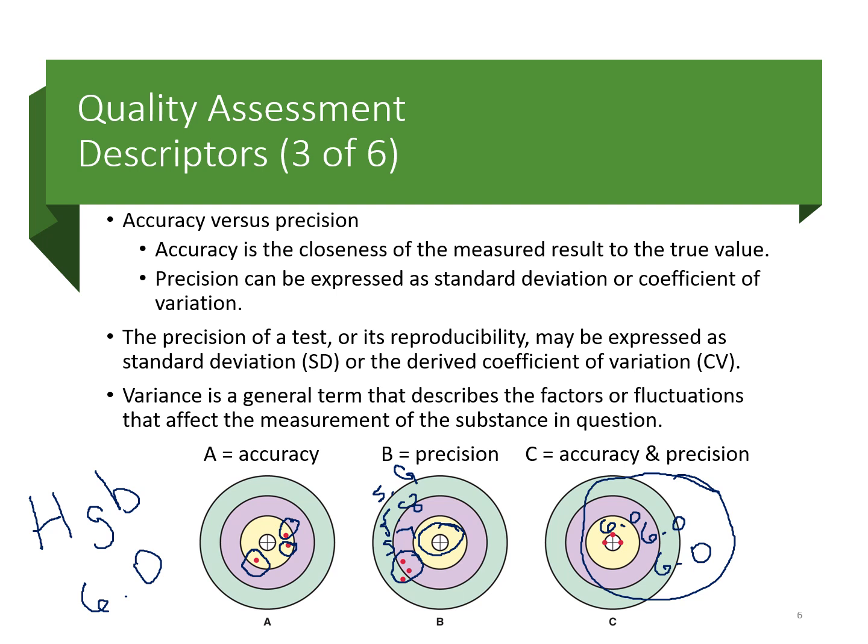When we look at precision, this is going to help us determine our standard deviation and coefficient of variation. We're going to go into more detail as we look at the whole QC and quality assessment program. The variance is a general term that describes the factors or fluctuations that can affect a measurement of a substance in question. In this particular example, our precision is pretty good, but it's not accurate. This can help us when we're comparing results of QC material or patients. We're going to look at all these things in more detail.